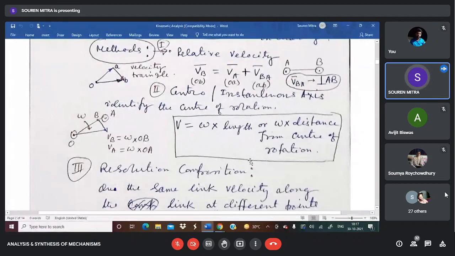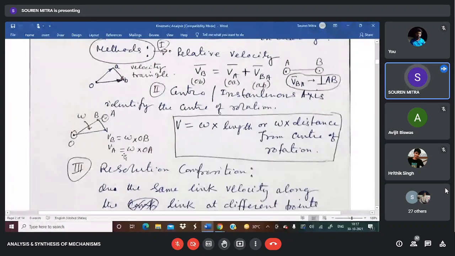And there is also a theorem which tells us how many centros or how many instantaneous axes there can be in a mechanism having n links. And it's very simple. The method is that the velocity is equal to the angular rotation multiplied by the length of the link, or omega into distance from the center of rotation. So in this case, OA is a link, say L. That multiplied by omega is the velocity at A.